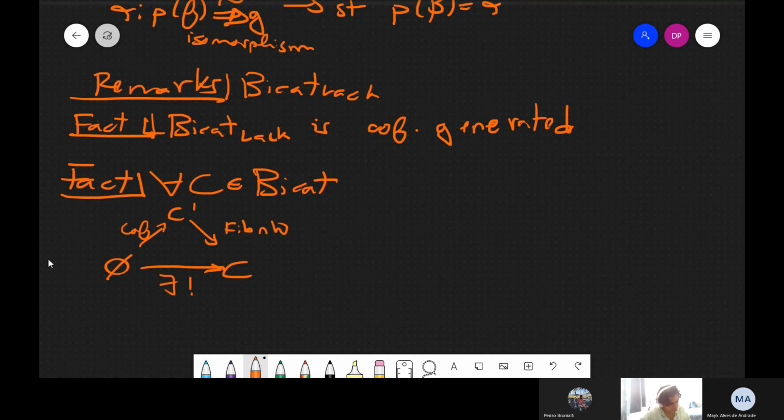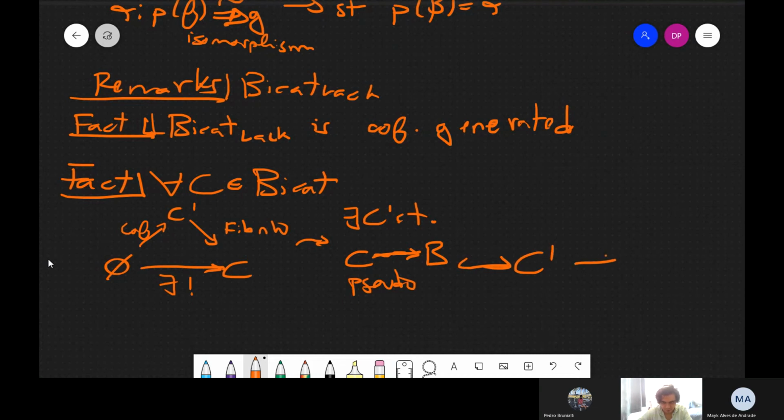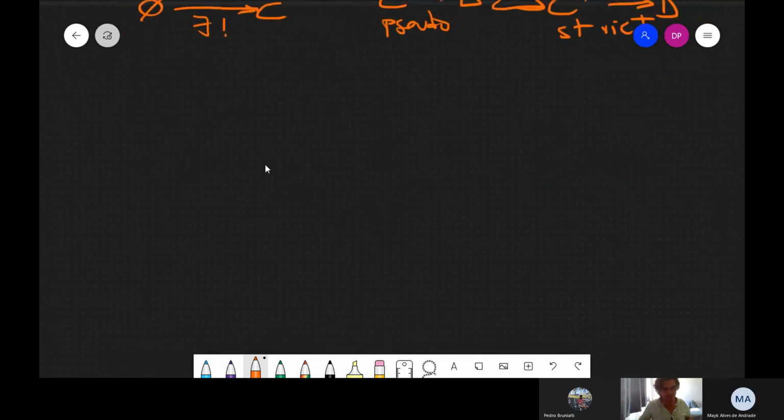And then the interesting fact is that there exists a cofibrant replacement here with the following property: pseudo functors out of C will correspond to strict functors out of B. And I'm just throwing this out because it is very curious, and we can perhaps talk about this after.